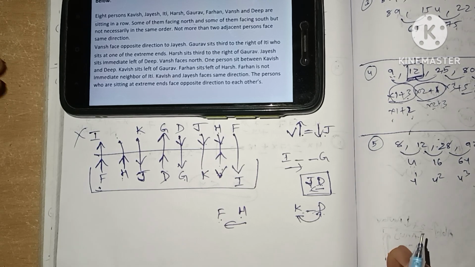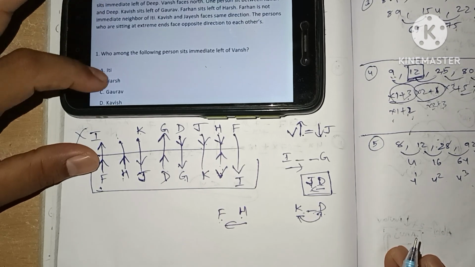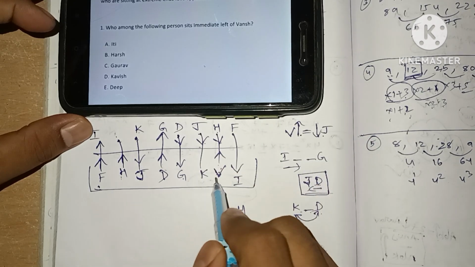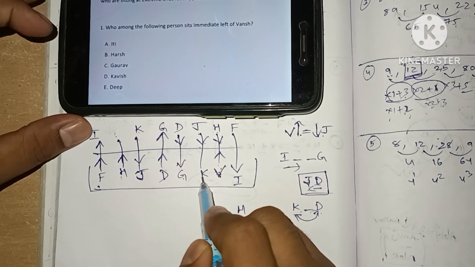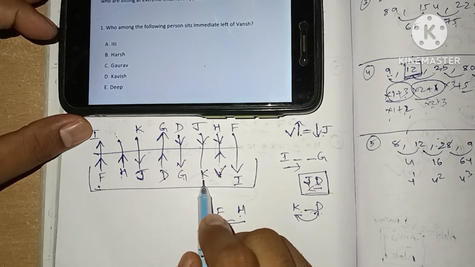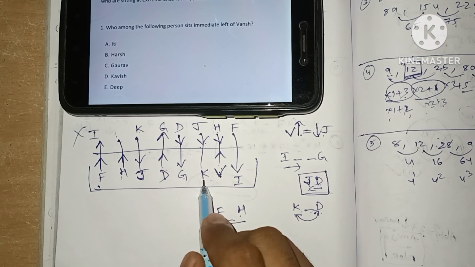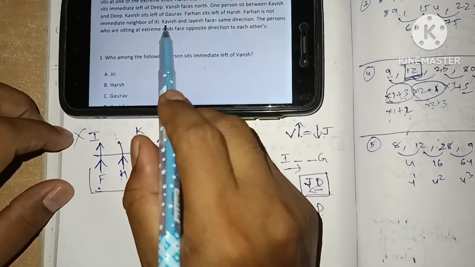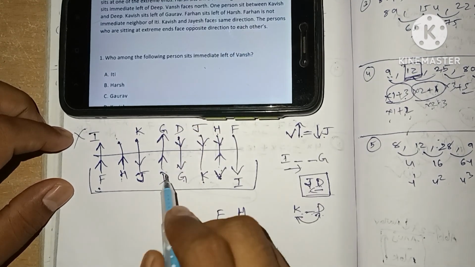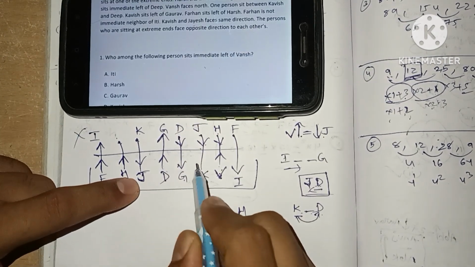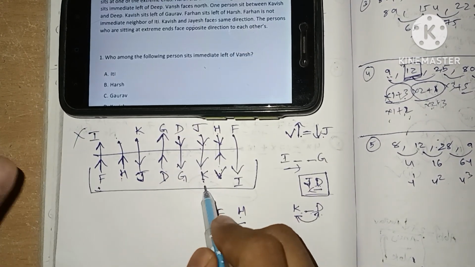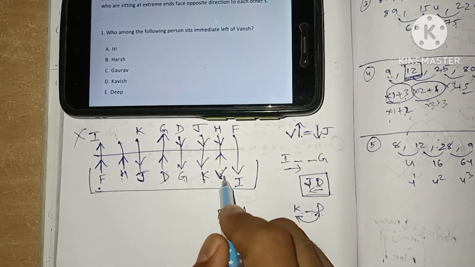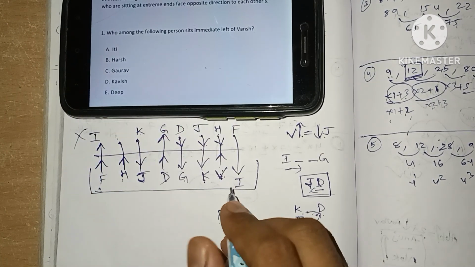Let's see the questions that are asked. Who among the following persons sits immediate left of Vansh? Immediate left of Vansh is Kavish. In the question, we left a statement called Kavish and Jayesh face the same direction. Kavish and Jayesh face the same direction means south. Question is asked about immediate left of Vansh. Immediate left of Vansh is Kavish. First one, answer is option D.